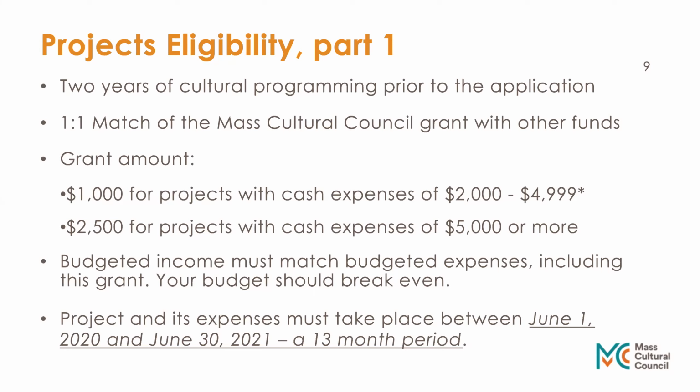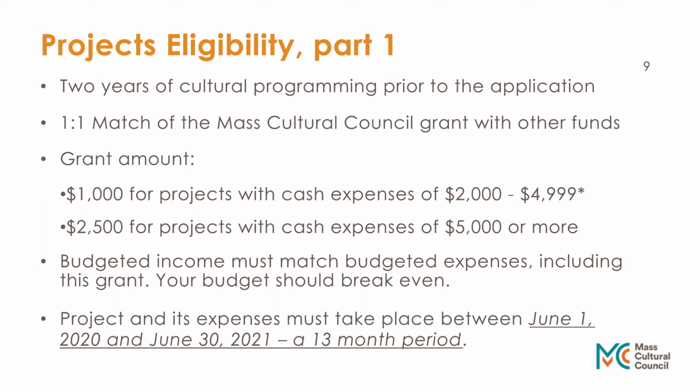So in effect, the minimum budget size for any project that you can apply for is $2,000. $1,000 from this program and $1,000 from other sources. And I'll get into that in a little more detail. So projects with cash expenses ranging from $2,000 up to $4,999 can apply for a $1,000 grant. Once you hit $5,000, you can apply for a $2,500 grant. Any project with a budget of $5,000 or more may apply for the $2,500 grant. This does have to be cash expenses, not in kind.